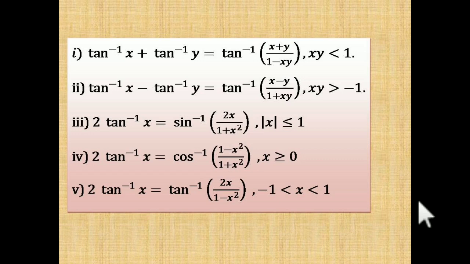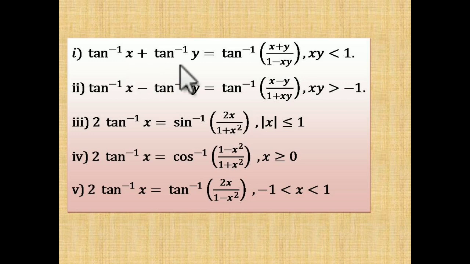This I had told you while explaining this identity in the previous lecture also, that we can use it only when we have x into y less than 1. If the product of x and y is less than 1, only in that condition can I use this identity, otherwise I cannot use it.